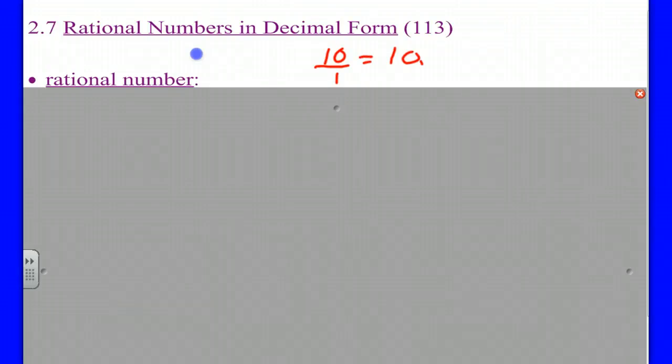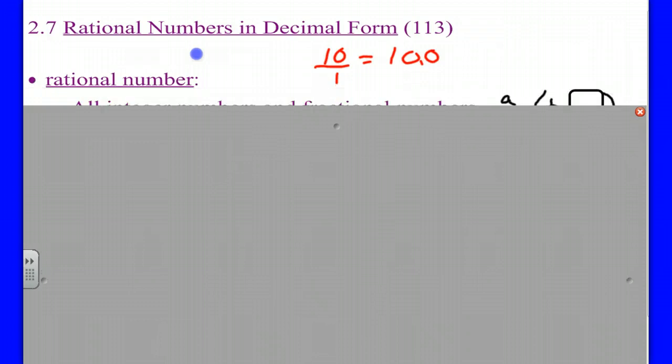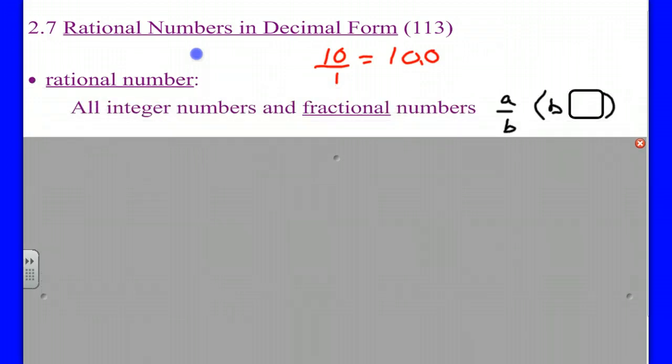There's a decimal, right? What comes after that decimal? 0. What comes after that 0? 0. And so on. We know everything about this number, don't we? Yes. Okay. All integer numbers and fractional numbers are rational. So if we divide an integer like 10 by 1, we know everything about that number. It's 10. 10 divided by 1 is 10.